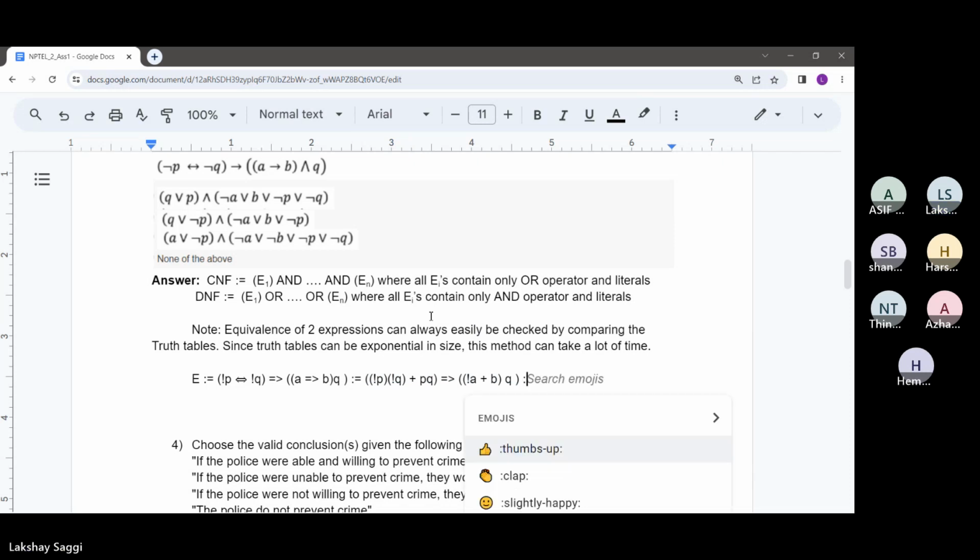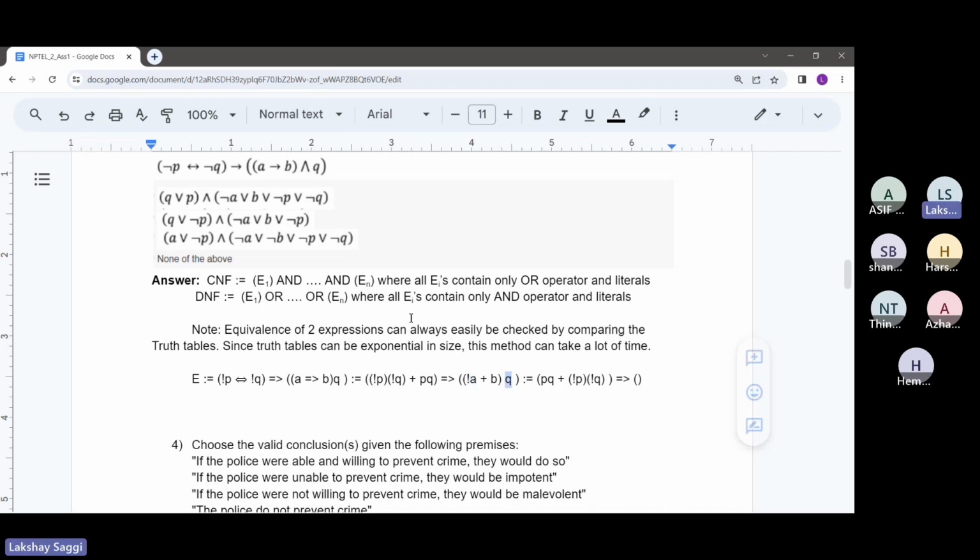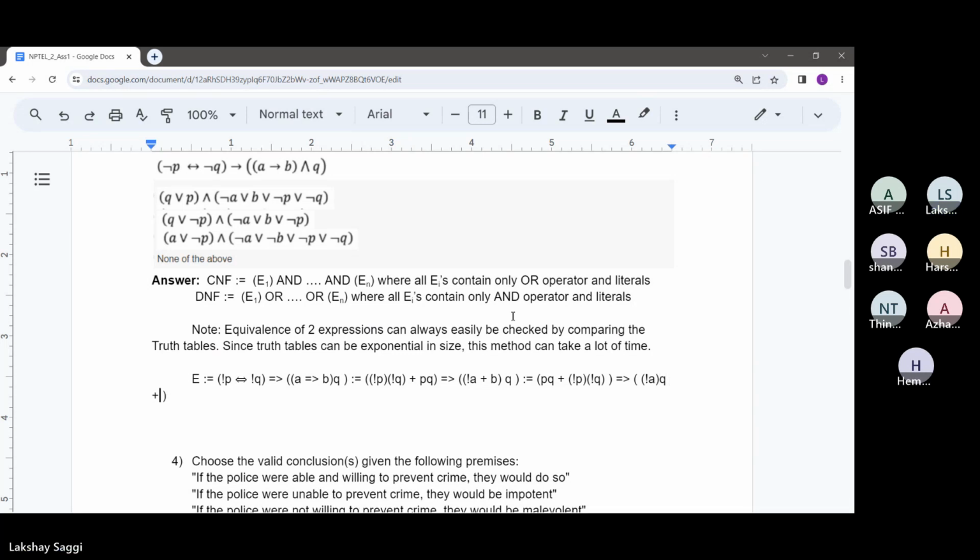I'll just write it a bit more cleanly. This is just PQ plus not P times not Q, and this is an implication with not A plus B times A plus B times Q, which can also be simplified, using distributive properties, to not A times Q plus B times Q. So this will be nothing but not A times Q plus B times Q. I hope I'm making sense here.